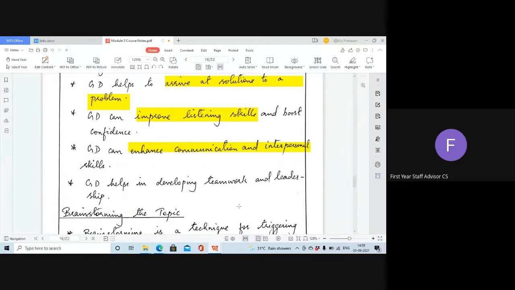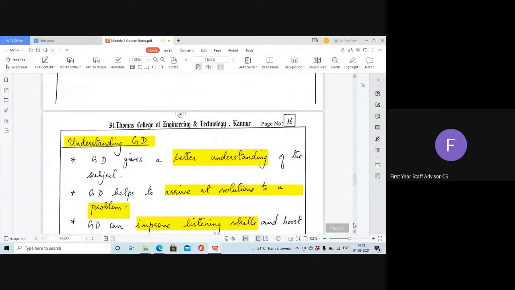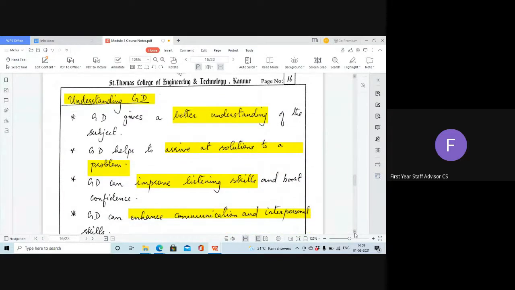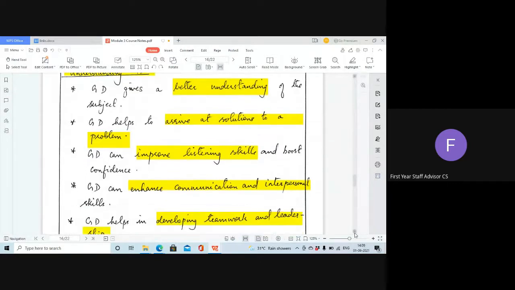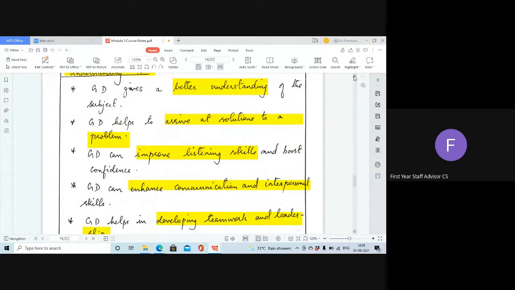Then GD helps in developing teamwork and leadership. So this is another important point, that it helps in developing teamwork and leadership. So these are the five important advantages of participating in a GD. Or when you are in a GD, what are the things that you understand after participating in a GD? So these are the 5 points that you gain when you participate in a GD.